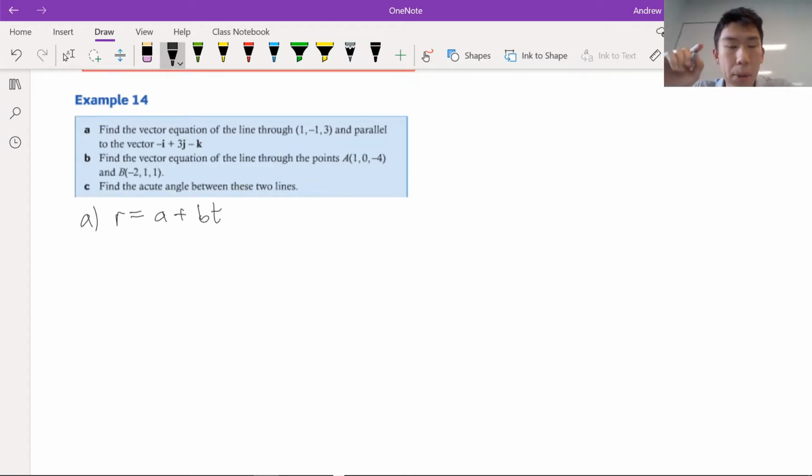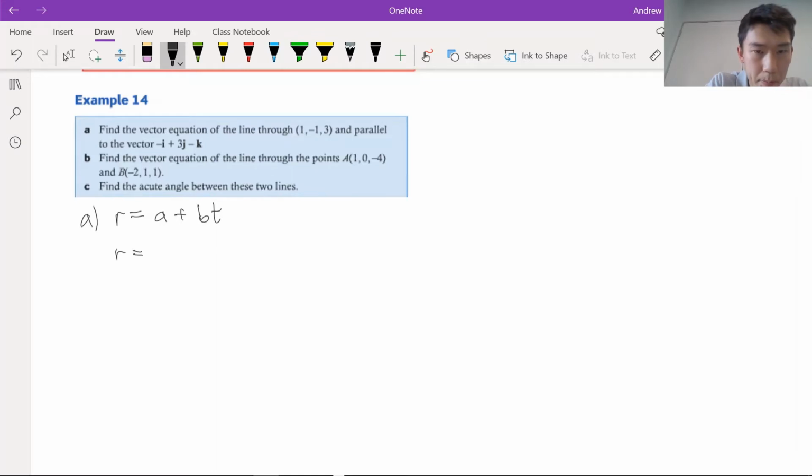A is the position vector of a point on this line. So we have a line that's passing through this point right now, and this line is parallel to this one, right? So A in the equation is the position vector of a point on the line. So this is the point we're going to use. So r is going to equal, now remember that a position vector is the vector from the origin to the point, and since this is already it, we're just going to use that.